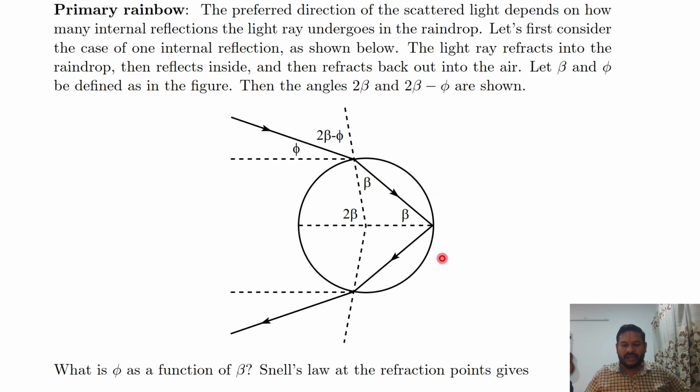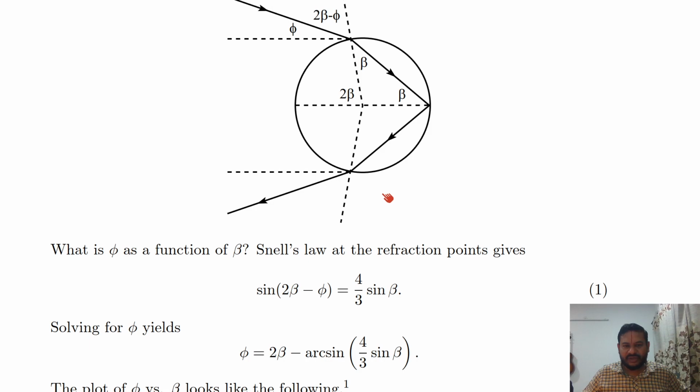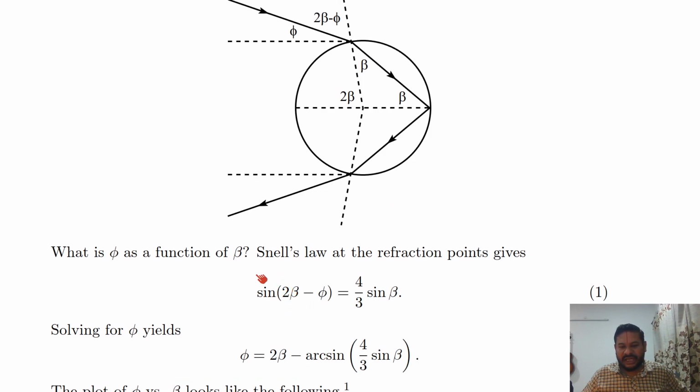So now what I can do, I can just apply the Snell's law. So let me apply Snell's law. Let's see. So what is phi as a function of angle beta? You see, here there is air, so I can say 1 into sine of 2 beta minus phi, that should be equal to refractive index of water, which is 4 by 3, so 4 by 3 into sine beta, right?